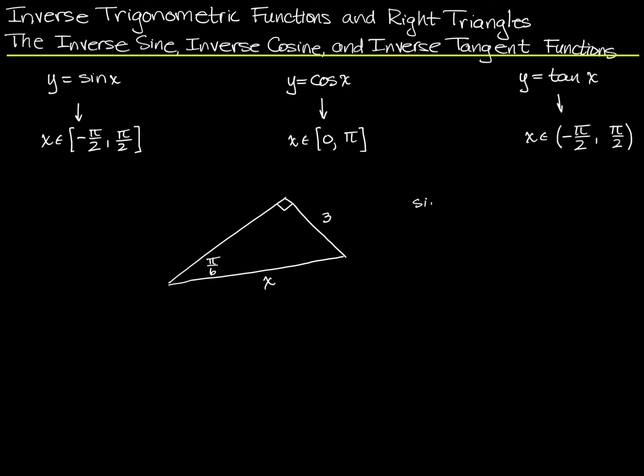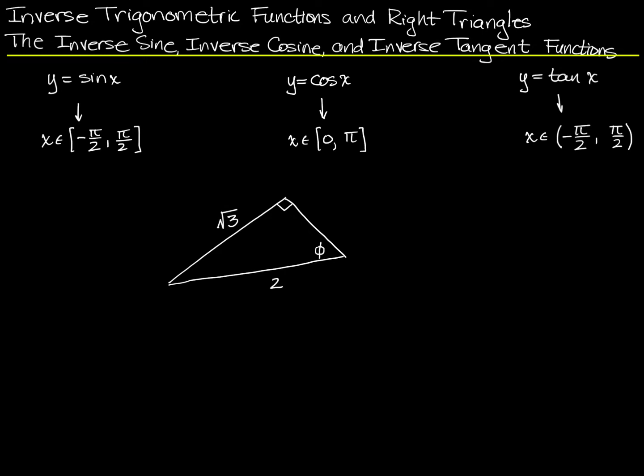Well, I know that the sine of pi over 6 is, because the definition of sine is opposite over hypotenuse, 3 over x. And then solving for x, I get 3 over the sine of pi over 6. Well, the sine of pi over 6 is a half, and 3 divided by a half is the same as 3 times 2. So I've been able to solve problems like that before. What I haven't been able to do is, if I know the lengths of the two sides here, find the angle. Let's do one of those.